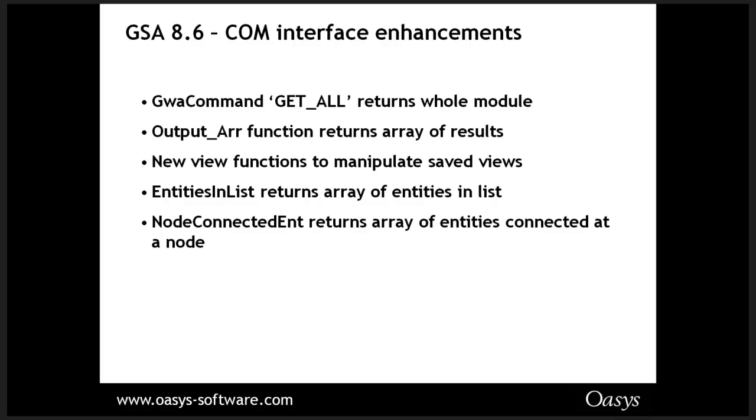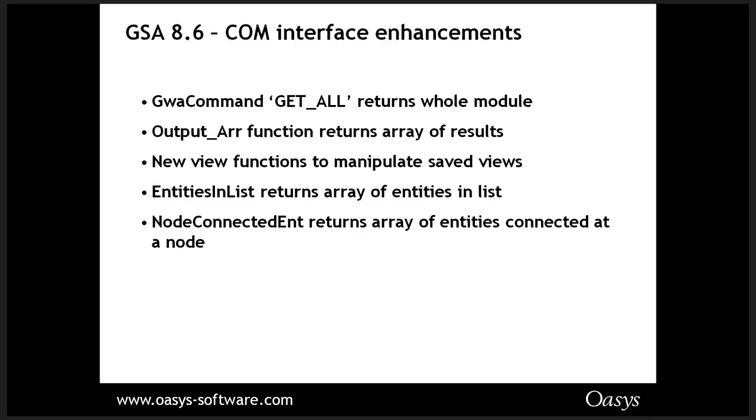Analogous to that is the outputir function call, which has to do with extracting results and output information in the form of an array. Given an element or node, you can now retrieve all results pertaining to that entity in a single function call. What that means is a lesser number of calls to the COM interface, but also a lesser number of loops in your code, which will all result in an overall speed up.